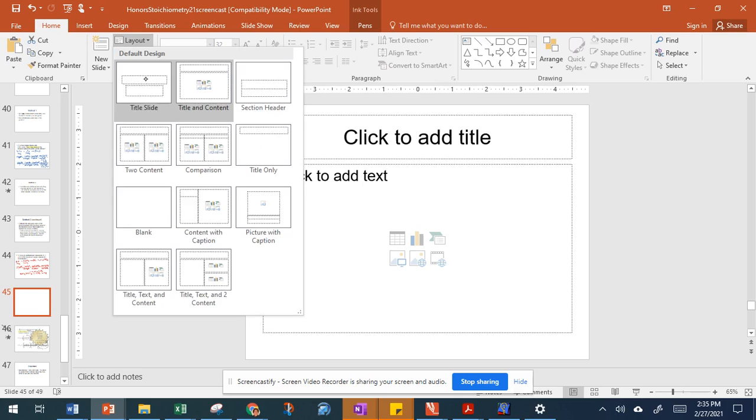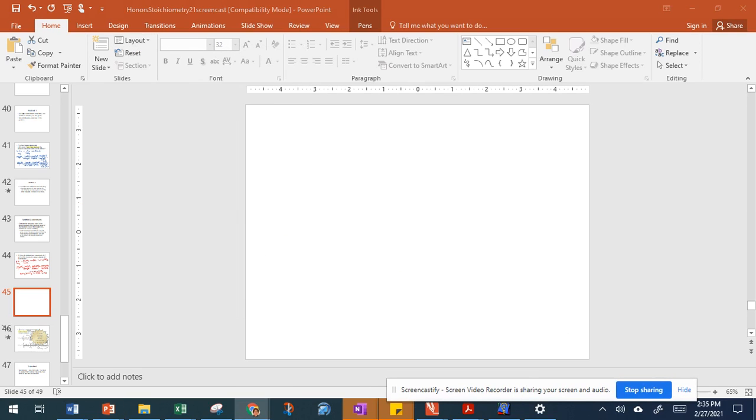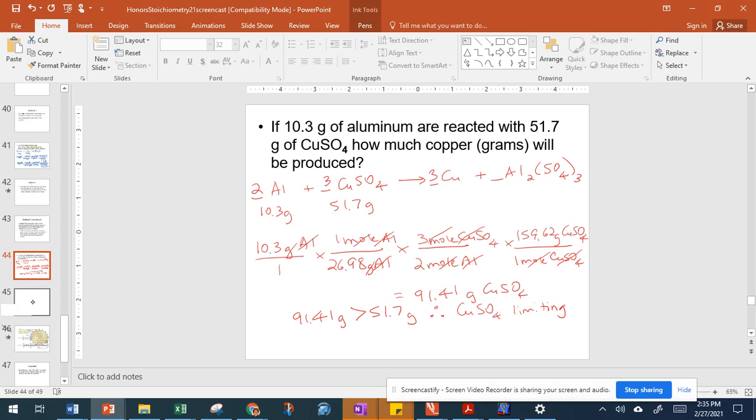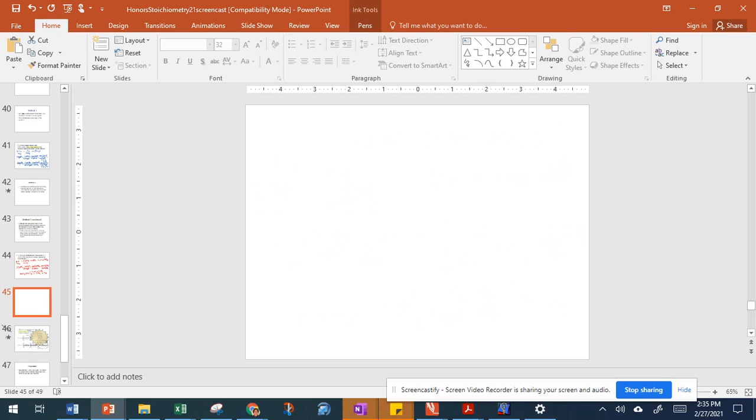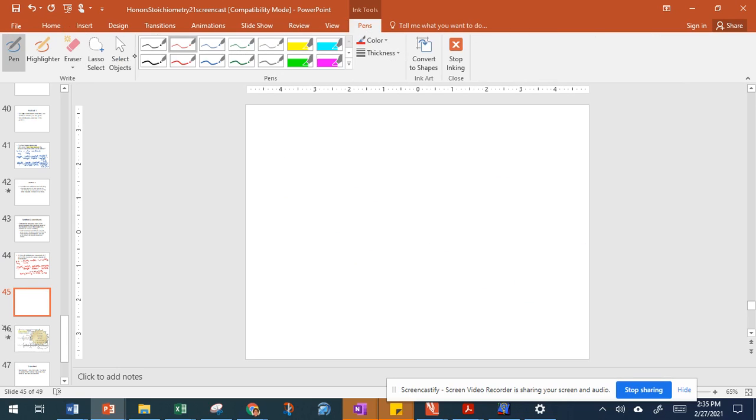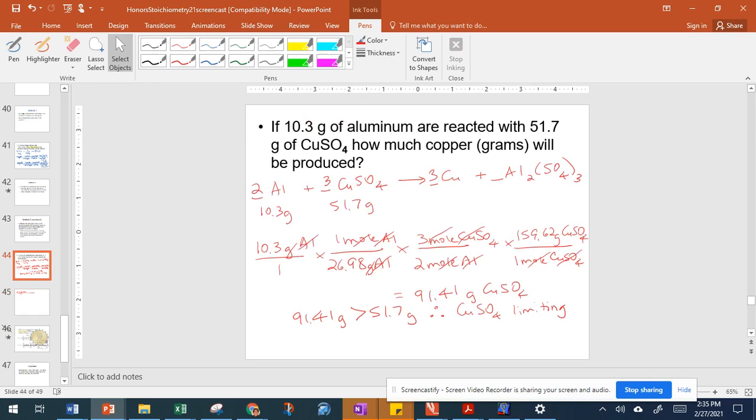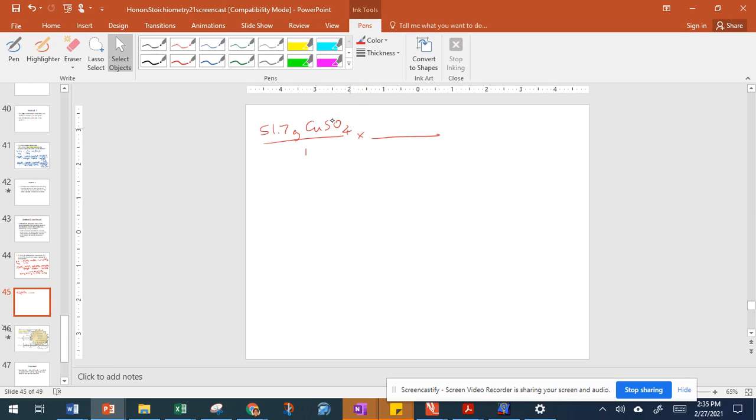Okay, so let me just make this blank. Okay, so the problem gives us 51.7 grams of copper 2 sulfate. So let me write that in here. So 51.7 grams of copper 2 sulfate. And we know that we have a molar mass of 159.62 grams of copper 2 sulfate and 1 mole of copper 2 sulfate.